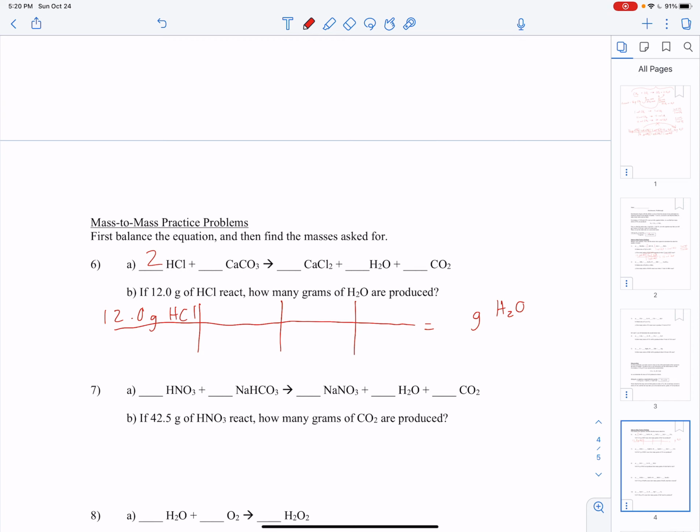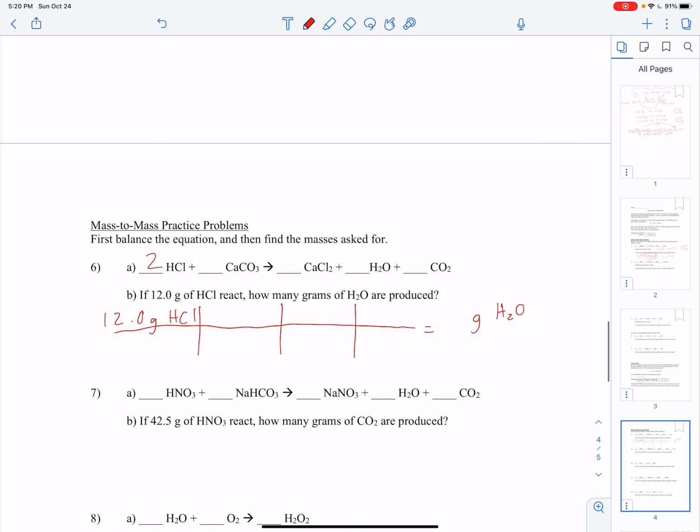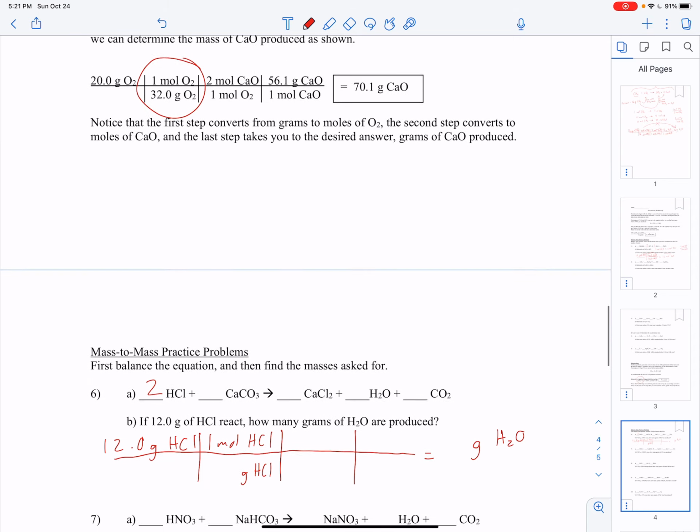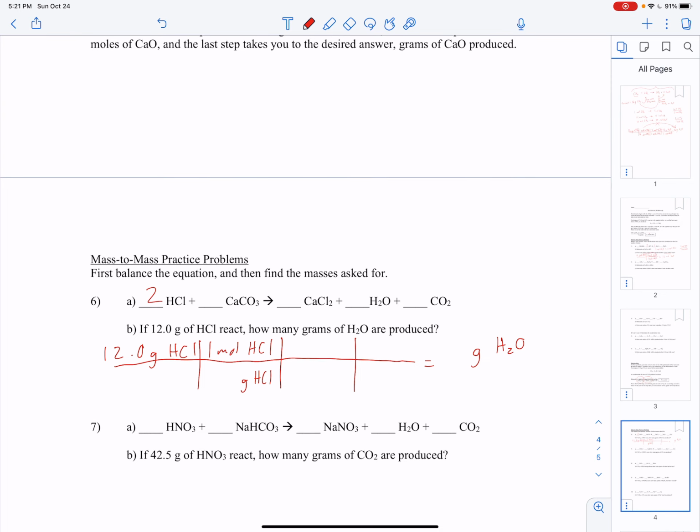The first step in every case is dividing by the molar mass, right? So you have to divide by the molar mass, in this case of HCl, right? And you can figure out what the molar mass of HCl is. I'll leave that up to you, right? The second step is to use the molar ratio. So you figure out the ratio of moles of the thing you're looking for, in this case, moles of water, to moles of what you already had, which is the HCl.